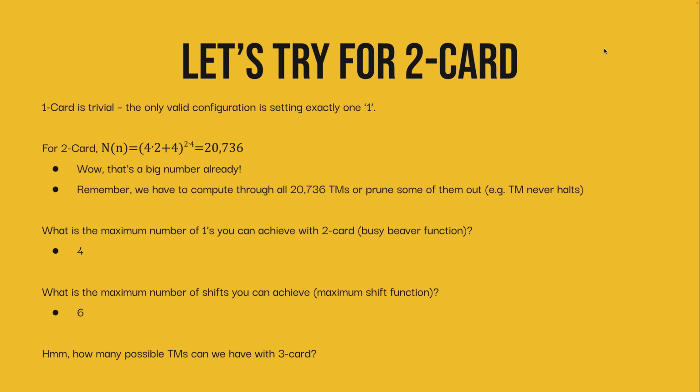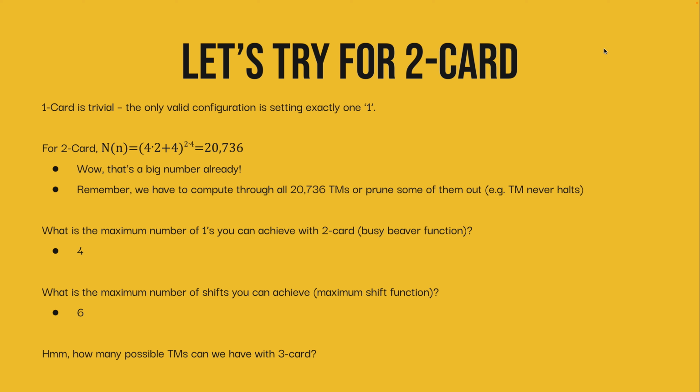For 2 card, N(n) equals (4 times 2 plus 4) to the power of 2 times 2, which calculates out to 20,736. Wow, that is a big number. Remember, we're just at 2 card. And for all of these 20,736 Turing machines, we have to go through each Turing machine configuration and calculate them by hand. We can also prune some of them out.